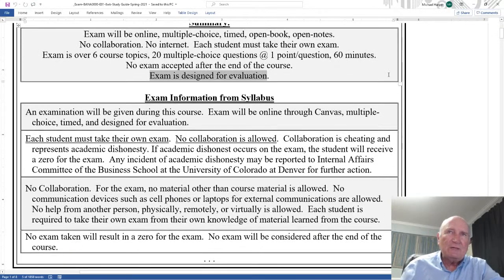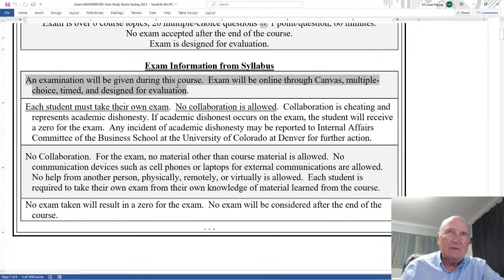I copied the information from the syllabus that will be given during this course. Each student takes their own exam, and collaboration is cheating and represents academic dishonesty. If academic dishonesty occurs on the exam, the student will receive a 0 for the exam. Any incident of academic dishonesty may be reported to the Internal Affairs Committee of the Business School at the University of Cleveland for further action.